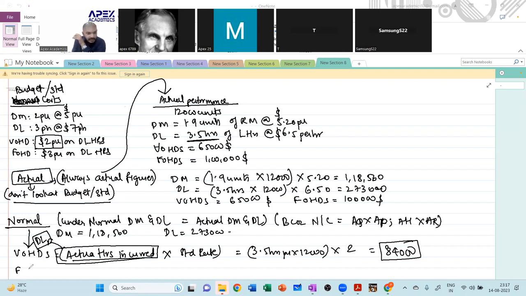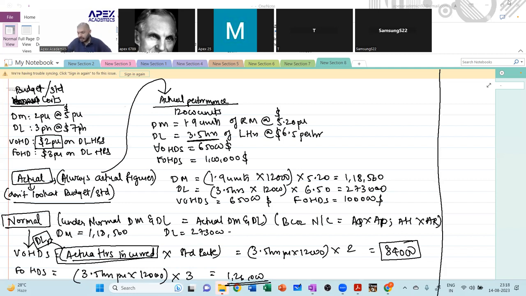Next, let's take into consideration fixed overheads. Fixed overheads are again going to be the same thing. They are going to be 3.5 hours per unit multiplied by those many units, but the rate is going to be 3. So we are looking at 3.5 multiplied by 12,000 multiplied by 3. Our answer comes to 126,000. So this is our normal summary.